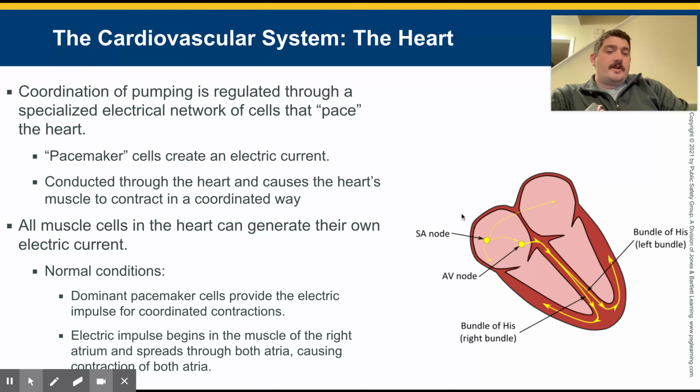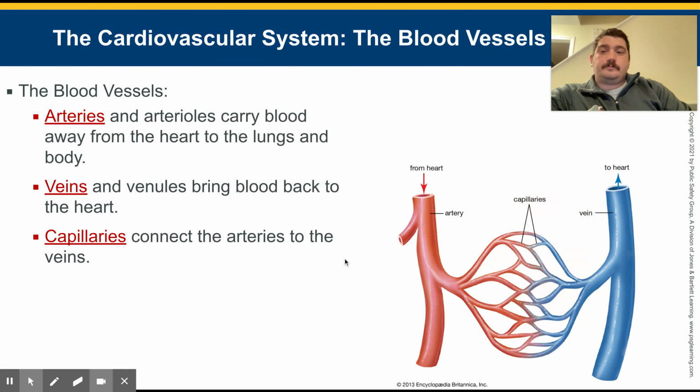And we're going to talk more about this next week, but we can see there's different nodes, and they basically depolarize or send an electrical signal that tells the heart to contract in that lub-dub, 2 parts. And that's why your typical heartbeat, if you ever heard it with a stethoscope, goes lub-dub. It's a 2-part contraction. So all those cells can generate their own electrical current. And again, normally it does it all on its own.